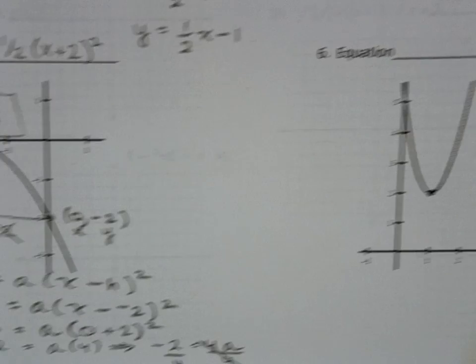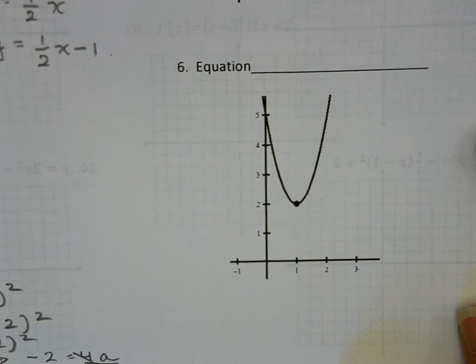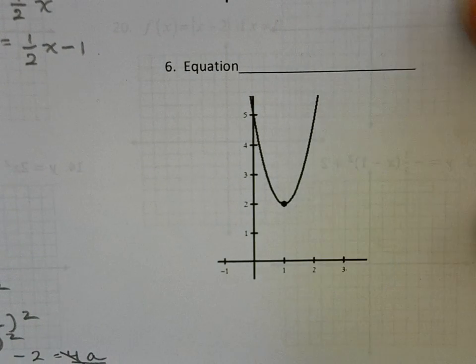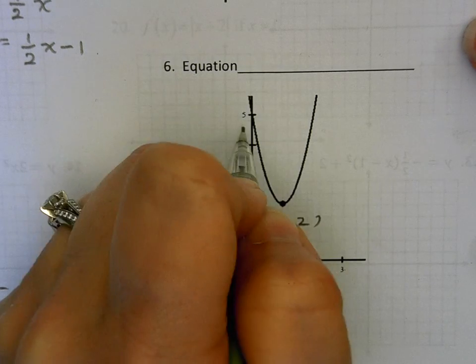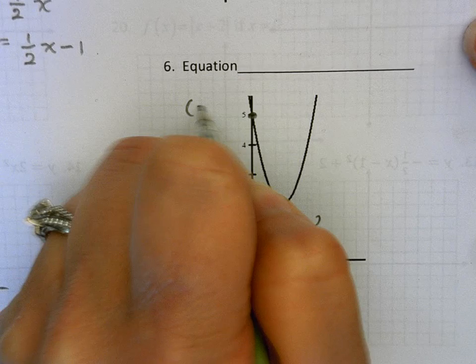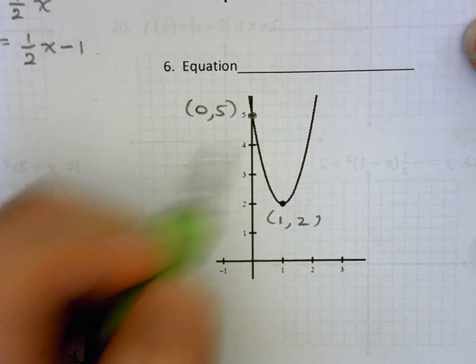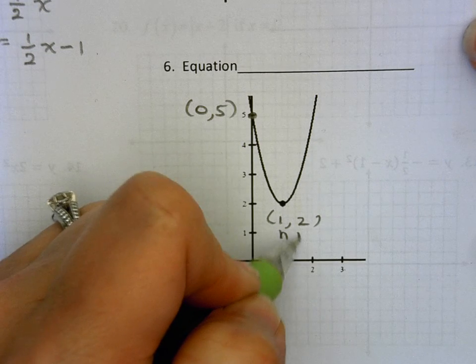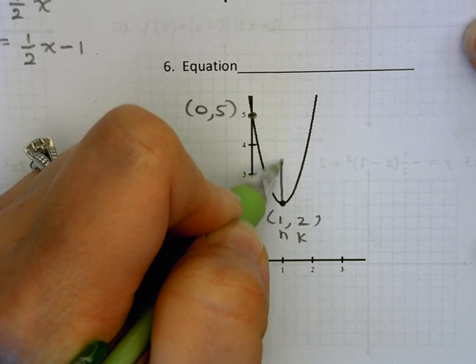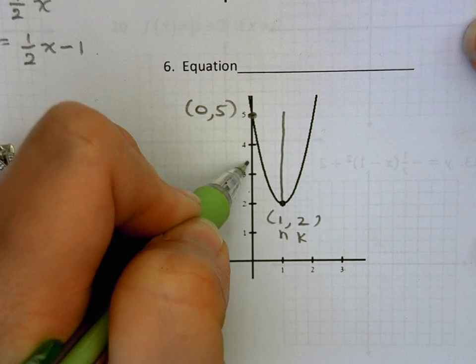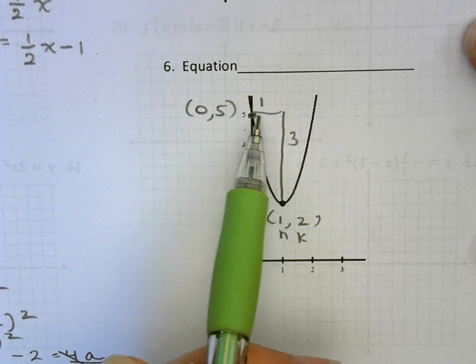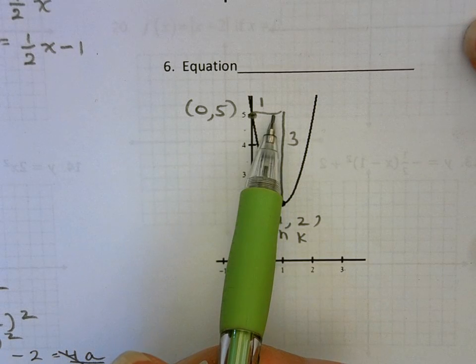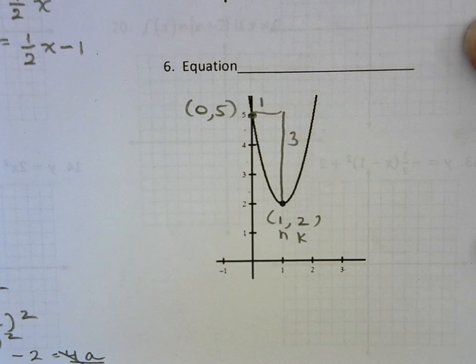Lastly, question number 6 is the same process. My vertex is 1, 2. I have a point up here at 0, 5. So if I look at my stretch, I'm going up 1, 2, 3, and over 1. Because I'm only going over 1, I don't have to solve for a. I can just use my value as 3 over 1.